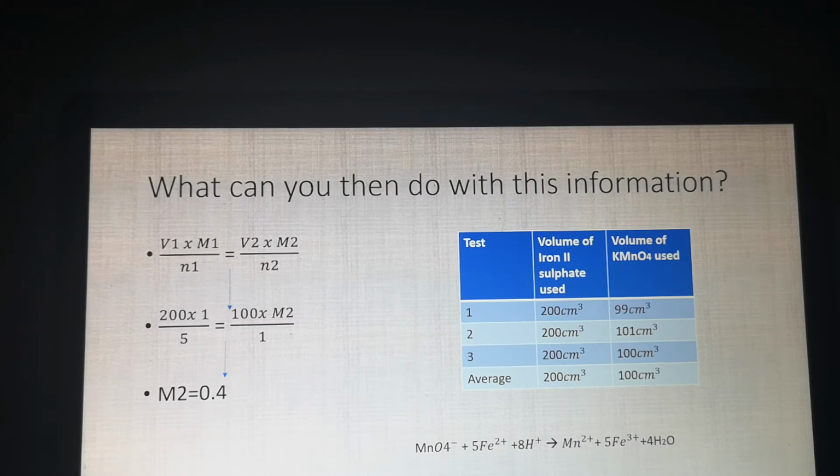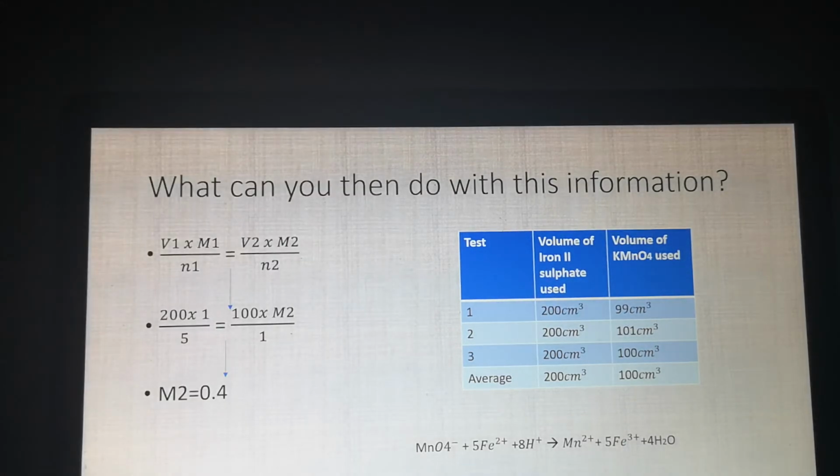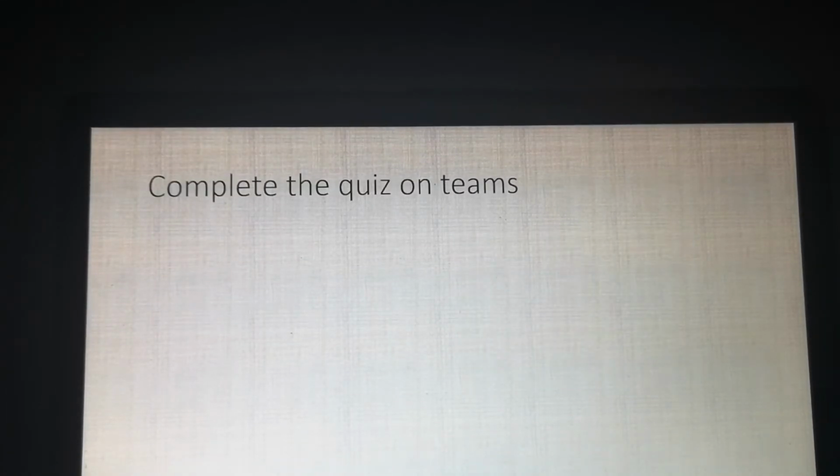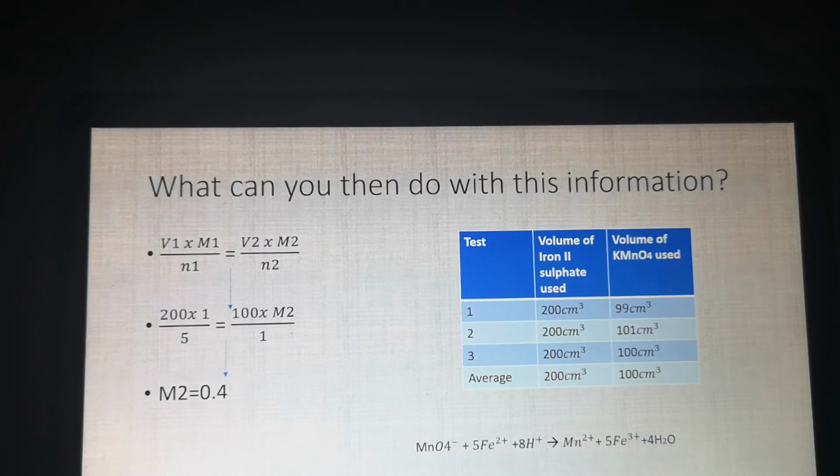And you can find out that when I sub in 200 for V1, the volume of iron sulfate used, multiplied by the molarity of that, so that was 1, over N1, and I use 5 from that half equation, which you can see down here, 5, is equal to 100, which is the volume of KMnO4 used, multiplied by M2, which is what I'm looking for, and 1, which is that number in front of the permanganate ion in the half equation that we solved in the last lesson. You then find out that M2 is equal to 0.4 moles per litre, or a molarity of 0.4.